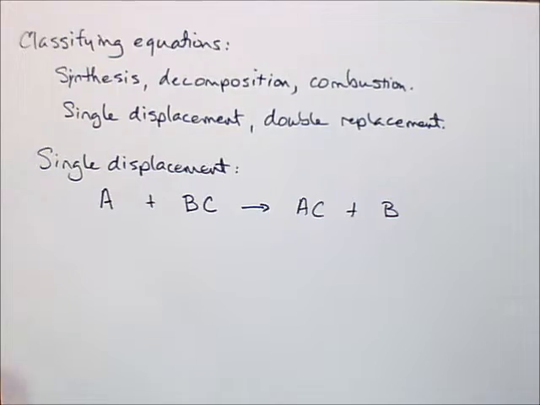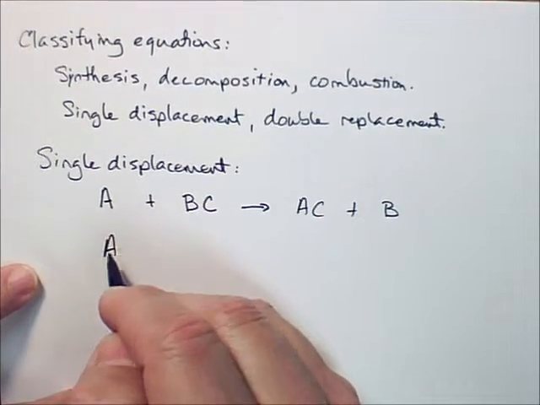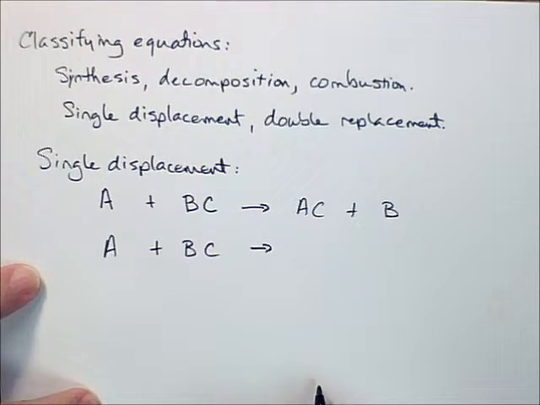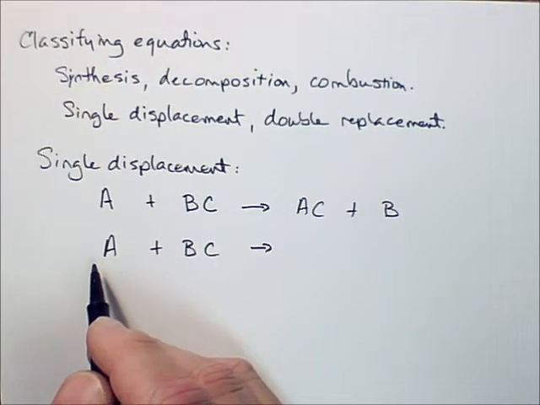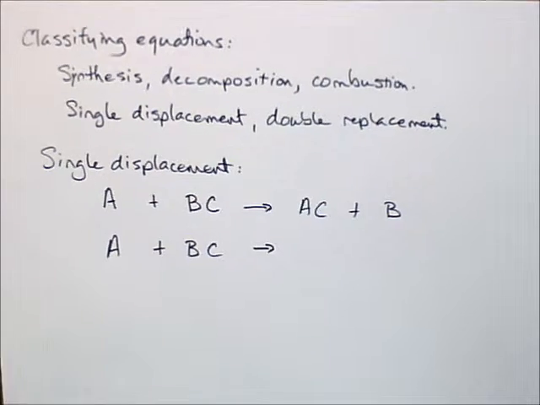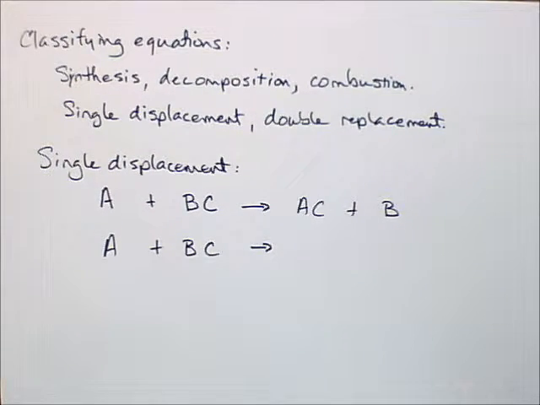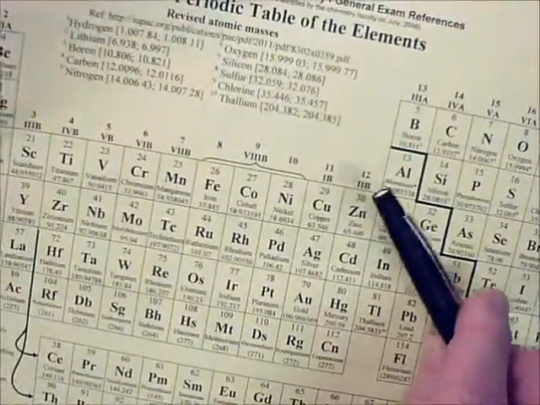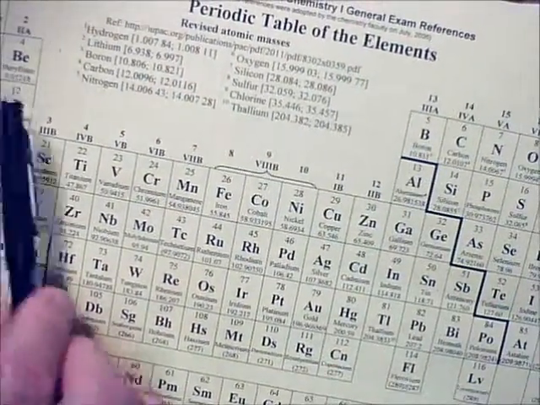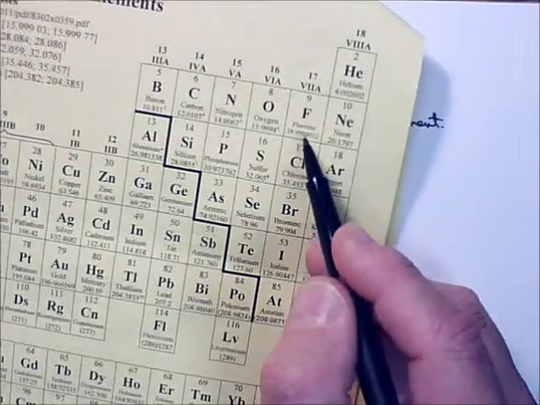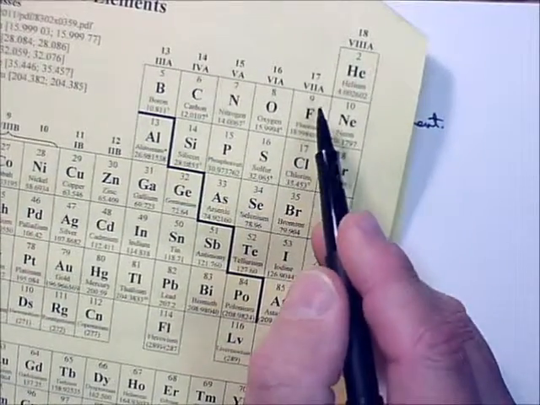Now, another form of single displacement would look like this. When we start, it's kind of the same. But in this case, A is a halogen. If you don't recall, metals are all the elements on the left-hand side, from the stair step to the left. All these elements are metals. Halogens are all the elements in this column right here, and only this column.